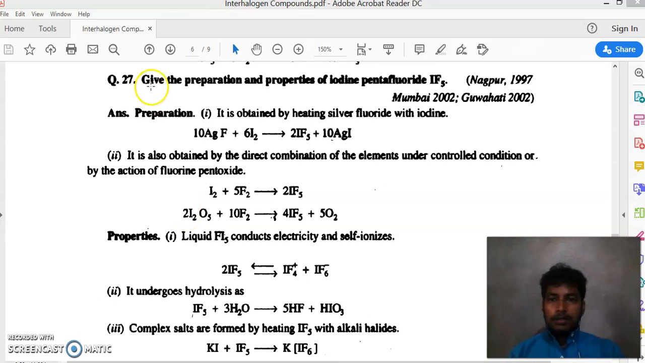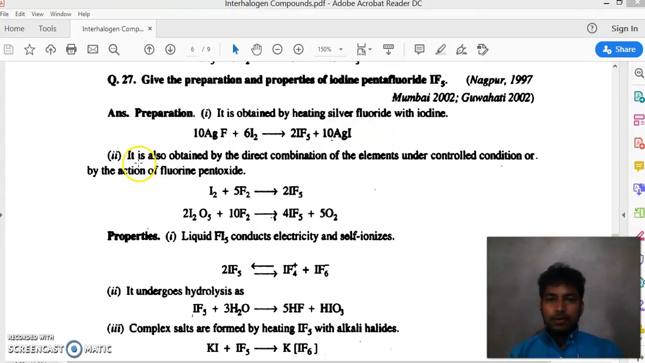Next is iodine pentafluoride. Iodine pentafluoride can be prepared by two methods. The first method is when silver fluoride is heated with iodine, it will give iodine pentafluoride and silver iodide as a byproduct. So this is the chemical equation: 10 AgF plus 6I2 gives 2IF5 plus 10 AgI.